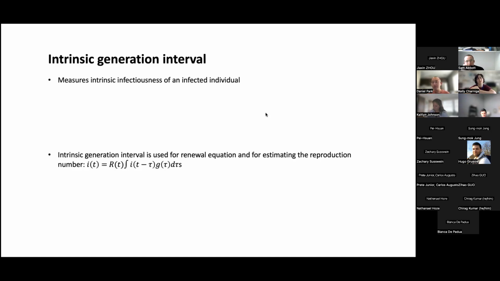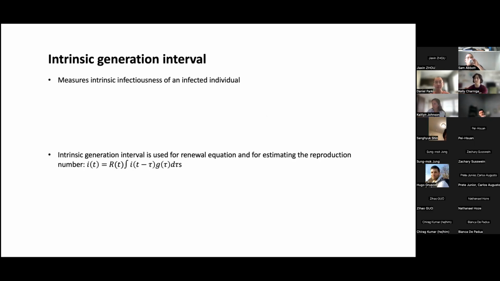It's a very vague concept. I'm going to demonstrate later why it's vague, but it's essentially what gets used in these kinds of renewal equation frameworks. It's what's used for estimating R_t, and people sort of take for granted that there's this hypothetical distribution you can come up with that measures the intrinsic infectiousness of an infected individual. It's a magical distribution that we can use for calculating the incidence or estimating R_t. It's vague. It's supposed to be vague.